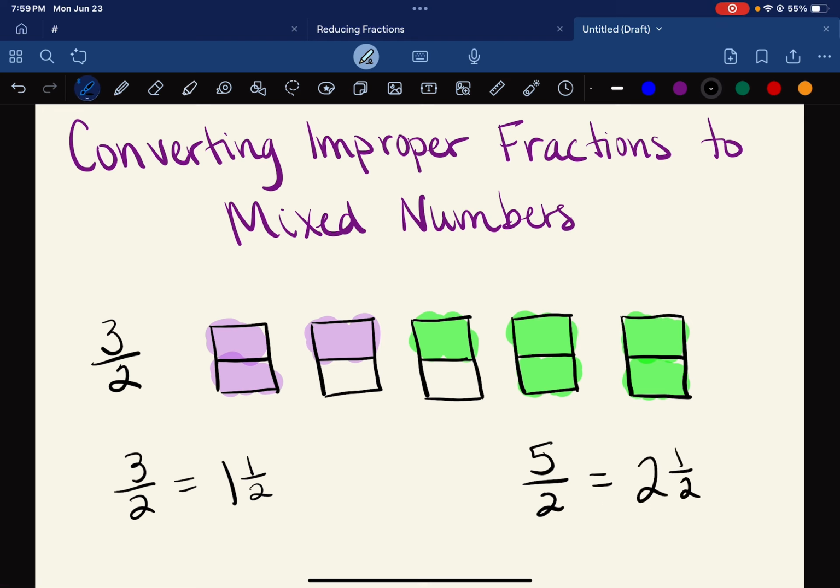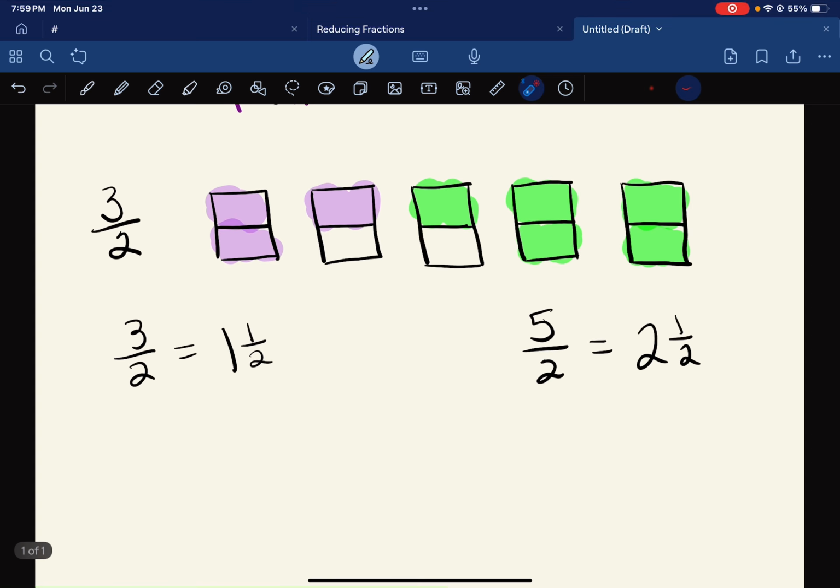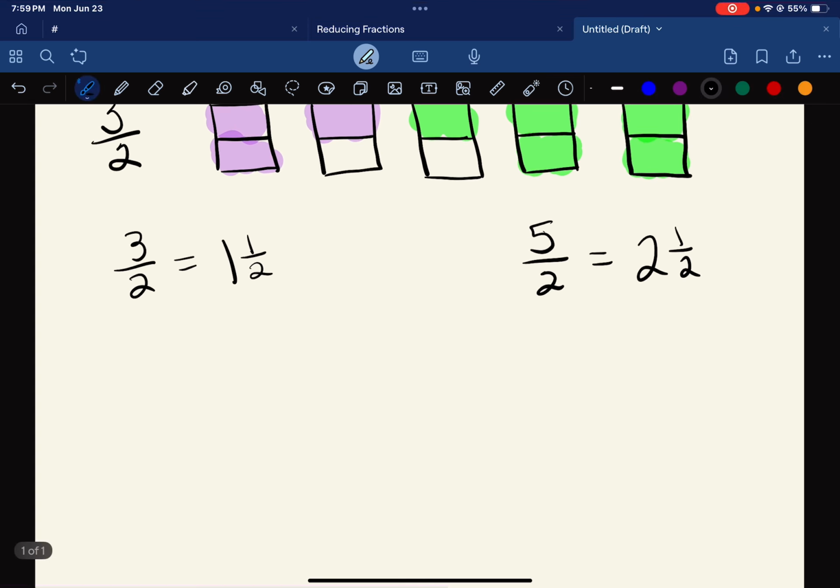But that kind of takes some time actually drawing out figures. And as you can tell, not all of us are blessed with the ability to do great artwork. So what do we do mathematically or algebraically to make this a little bit faster? All you need to do is remember that your fraction bar is the same thing as a division sign. This just means divided by.